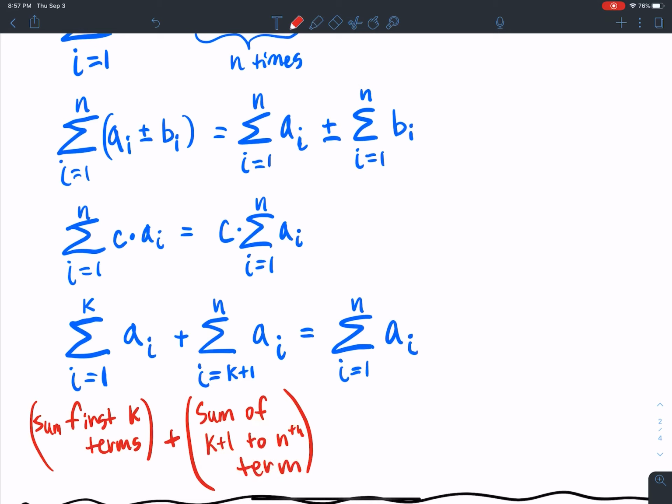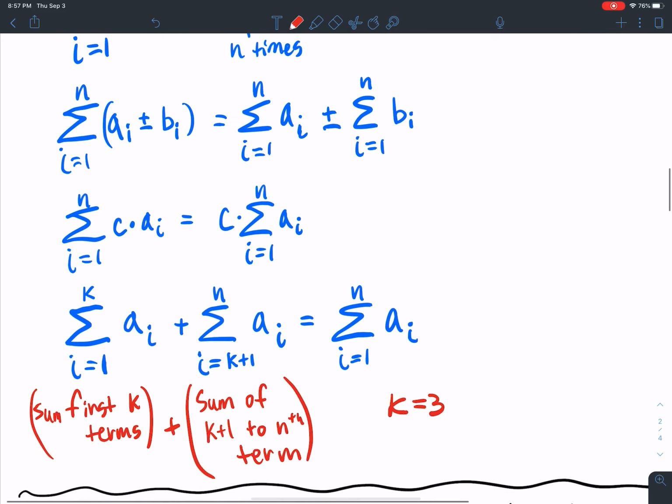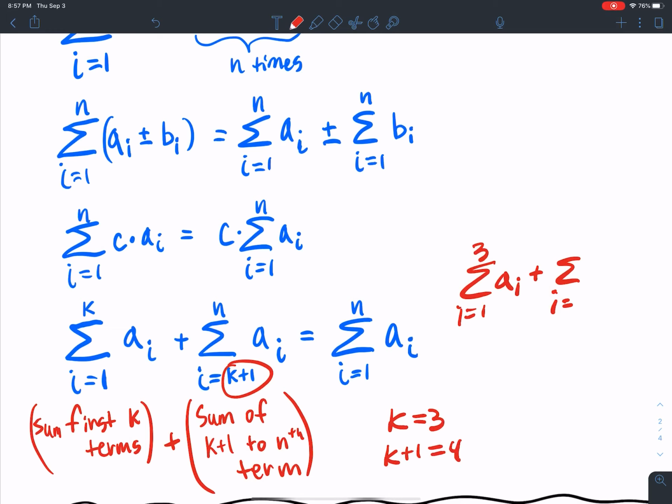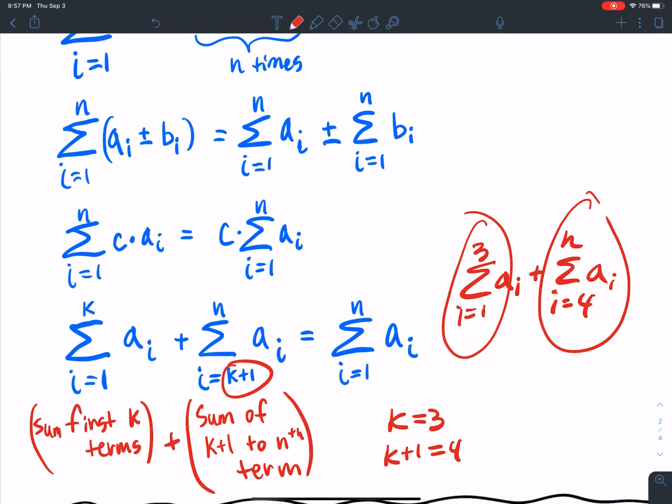Like if k was equal to 3, then I have the sum from i equals 1 to 3 of a_i plus the sum from i equals k plus 1, and if k is 3, then k plus 1 is 4, to whatever my n value is, of a_i. So it's literally the first 3 terms here, and then the 4th term through the nth term for that second part. So that adds up from the first to the nth term, combining.